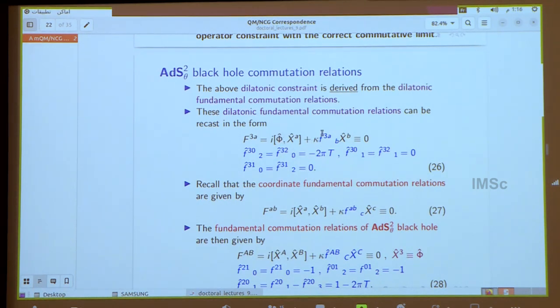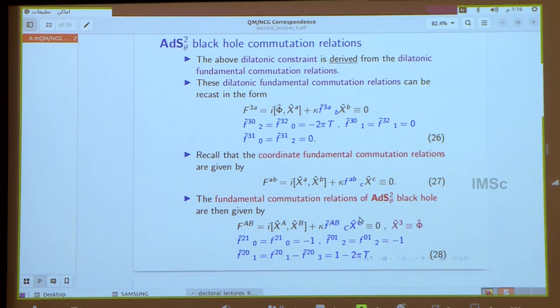So the extra structure constants are given explicitly in blue. Recall that the field strength which corresponded to the coordinate operators on AdS2 is given in equation 27. I put 26 and 27. I get a field strength in 4 dimensions. 27 is a field strength in 3 dimensions. Really, I get a field strength in 4 dimensions where the dilaton field is the coordinate operator number 3. So x hat 3 is identified with the dilaton field phi hat. So this is the field strength.